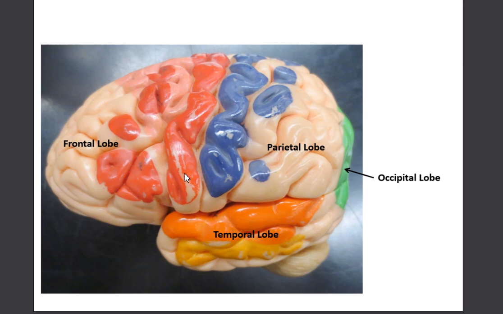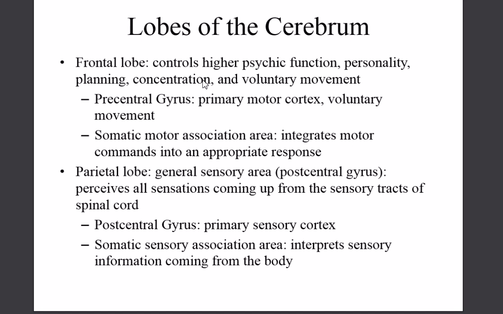So if somebody were to have a stroke or some type of trauma to this gyrus, this would actually cause them to have some type of paralysis probably, or some type of weakness in their muscles. Right? So a lot of clinical situations can happen over here. All right, so frontal lobe, again: higher psychic function, personality, planning, concentration. It contains the precentral gyrus, which is important.